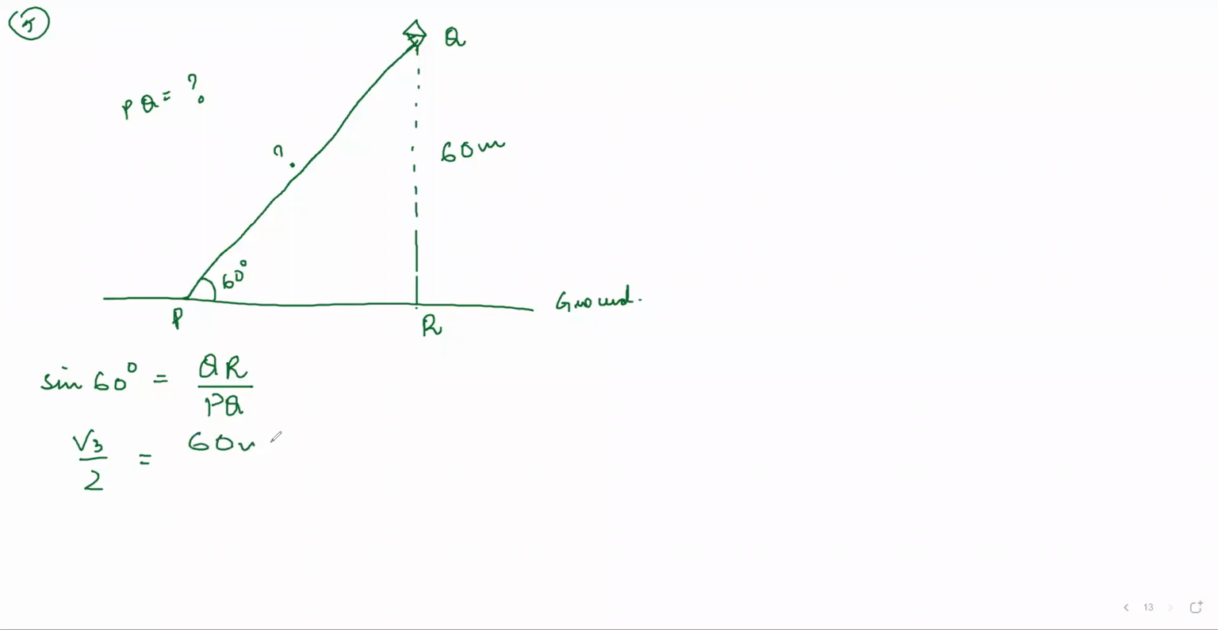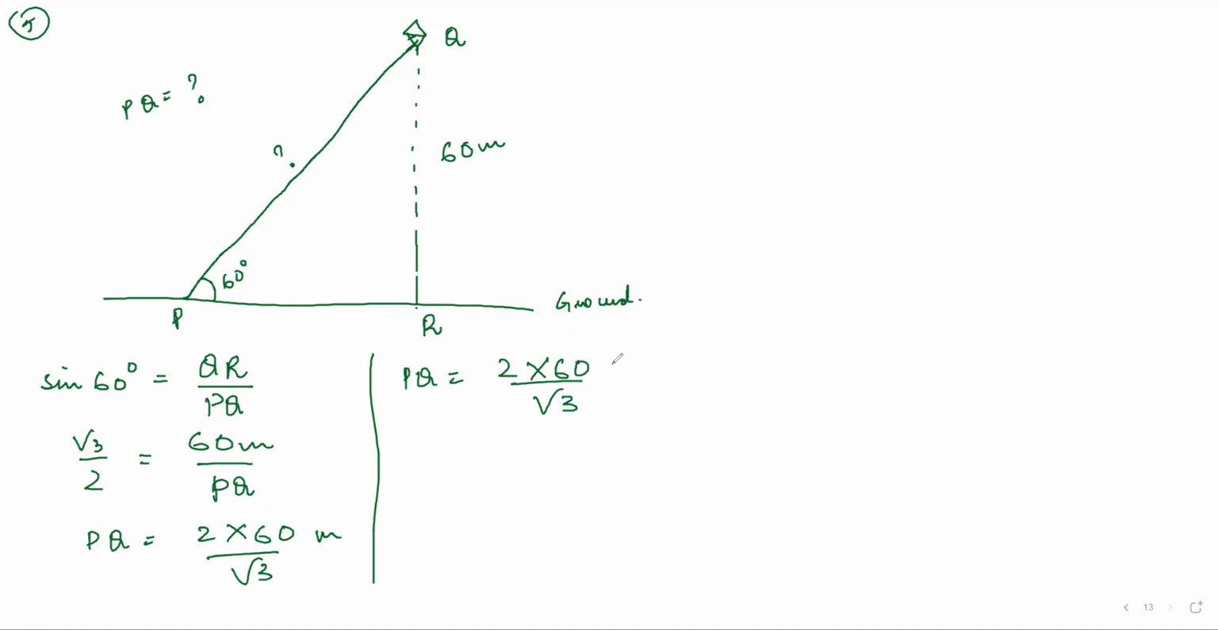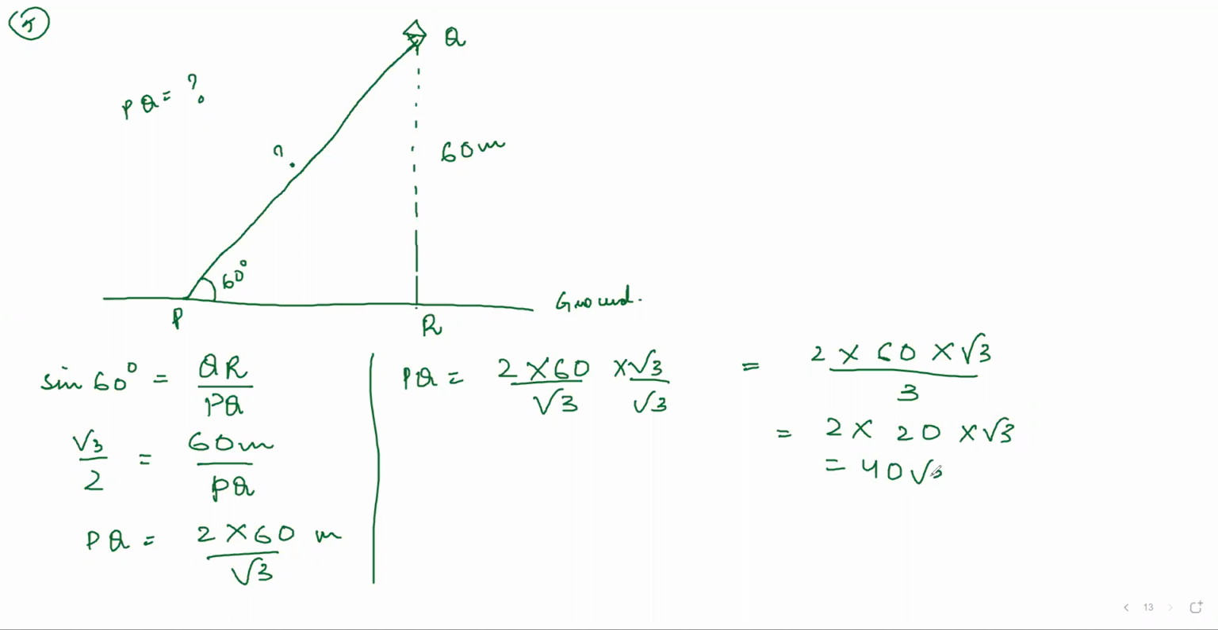This is 60 meter and PQ I want to find. So my PQ becomes 2 into 60 divided by under root 3 meters. So you rationalize it. PQ becomes 2 into 60 divided by under root 3, into under root 3 into under root 3. So that becomes 2 into 60 into under root 3 divided by 3. That becomes 2 into 20 into under root 3. So that becomes 40 under root 3 meters.